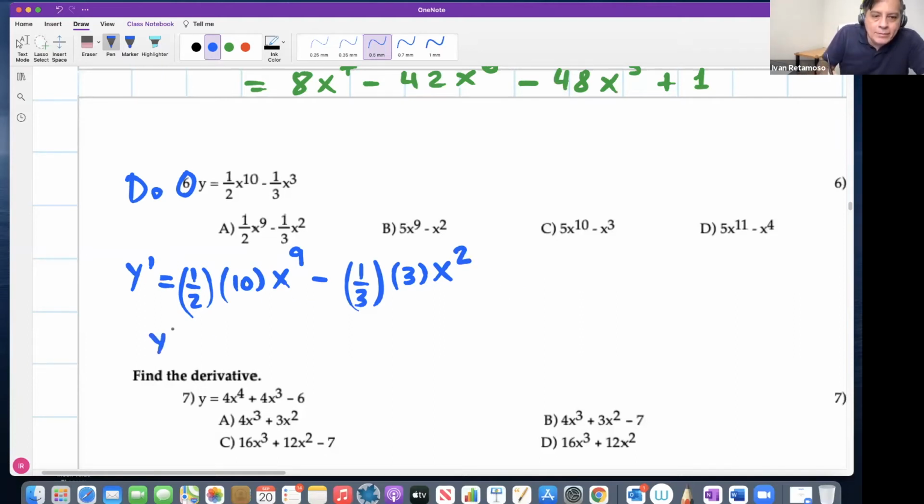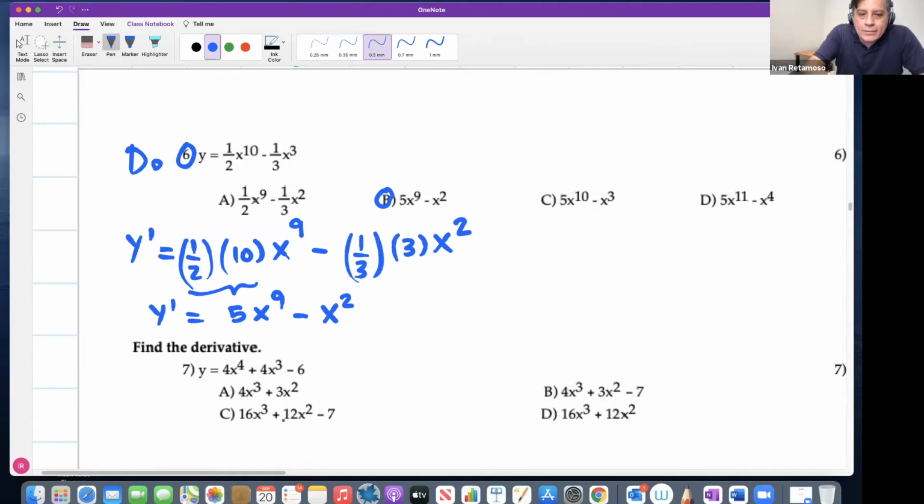So if you simplify this derivative, 1/2 of 10 is just 5, x to the 9, minus 1/3 of 3, 3 into 3, 1, just 1. You don't have to write 1 there, so it's just minus x squared, right? Yeah, excellent. So this is the answer. Very good, guys.